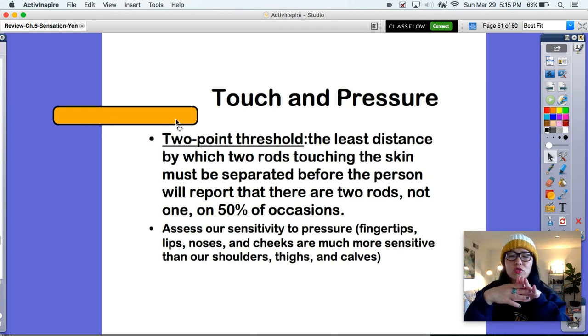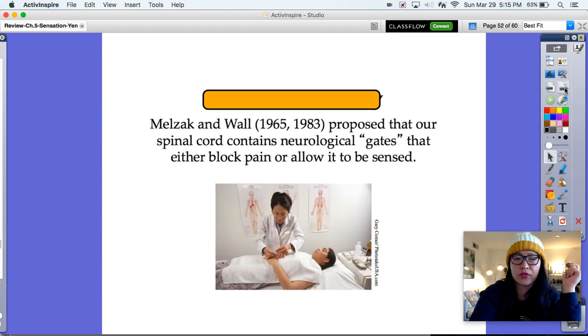cut on your fingers, even though it's tiny, it would hurt really badly. But if you get a cut on your back, most of us probably wouldn't even notice it. That's why sometimes we get bruises in areas that we're not aware of. If I was to punch you in the face versus punching you in the back, you're obviously going to feel it more on your face because it's more sensitive. Not that I would ever do that, obviously.